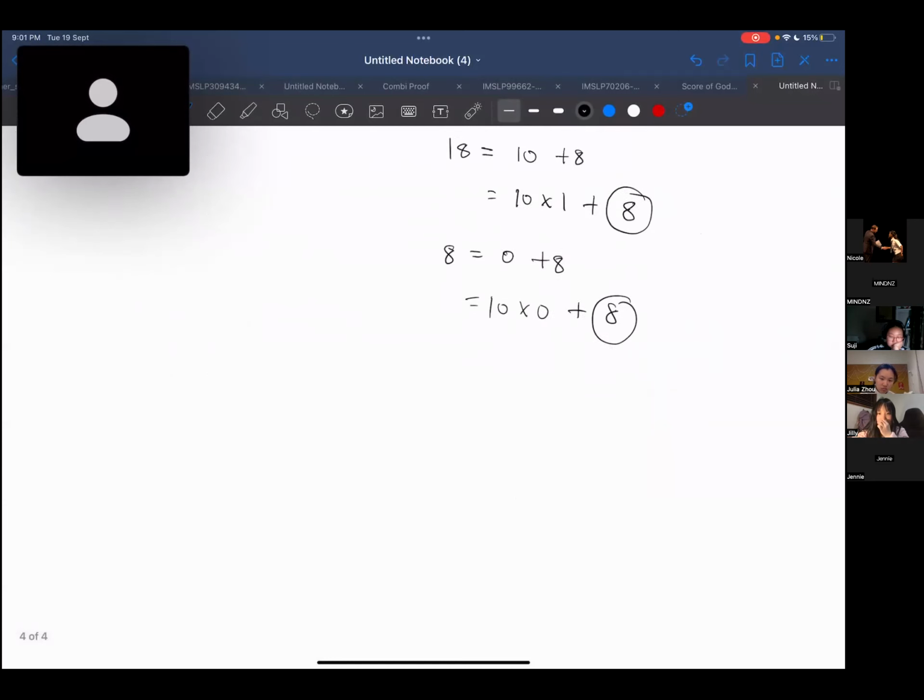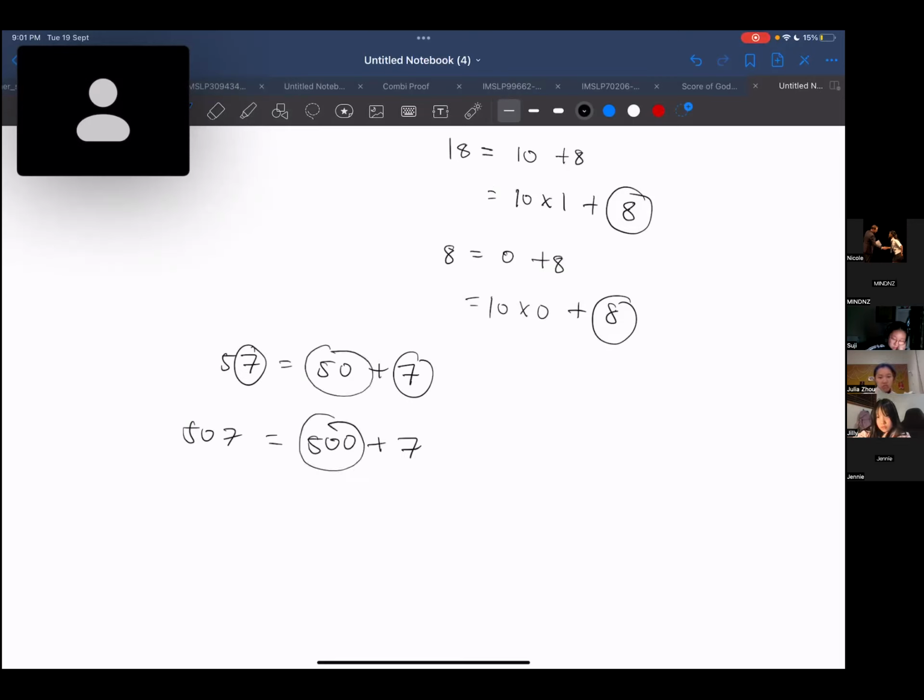For example, say we have the number 57. 57 is going to equal 50 plus 7, and 7 is the units digit. If you had 507, that's 500 plus 7, and these other parts are all going to be divisible by 10 anyway. So that's why when we take something mod 10, you get the units digit, because that's the only part that necessarily might not be divisible by 10.